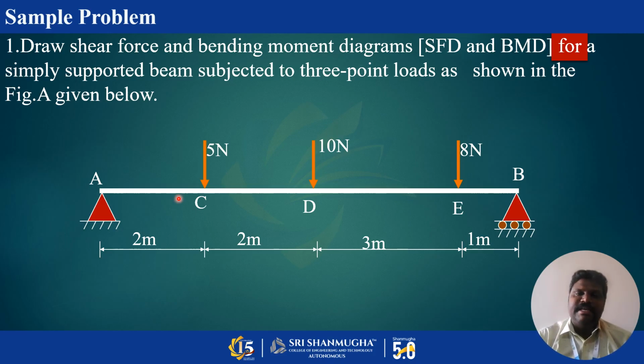From A to C is 2 meter, C to D 2 meter, D to E the span is 3 meter, and E to B is 1 meter. So totally the beam has an 8 meter span and 3 point loads. This is a simply supported beam. The support A offers an upward reaction RA, and B offers RB.